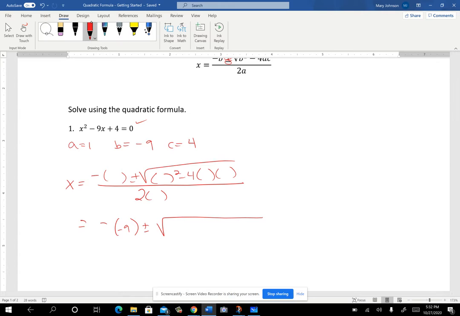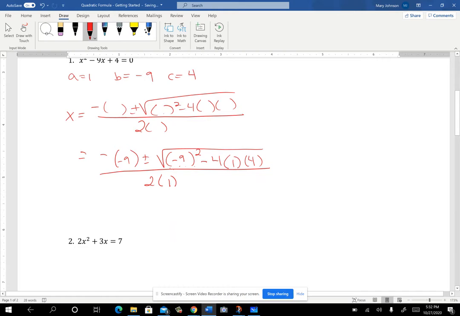Okay, so let me finish this. I'm going to plug in the -9. And notice the B gets squared. So whatever B is, it gets squared. So those parentheses around the -9 are pretty important. Then I have -4 times an A of 1 and a C of 4. All of that divided by 2 times the A, which is 1. Right now, from here to the end, it's a matter of getting that simplified. So you'll be good up to a certain point, and then you might need my help to help you learn how to finish simplifying this.